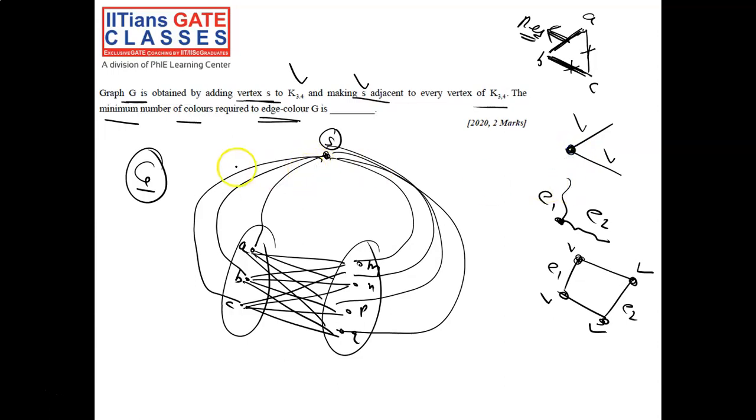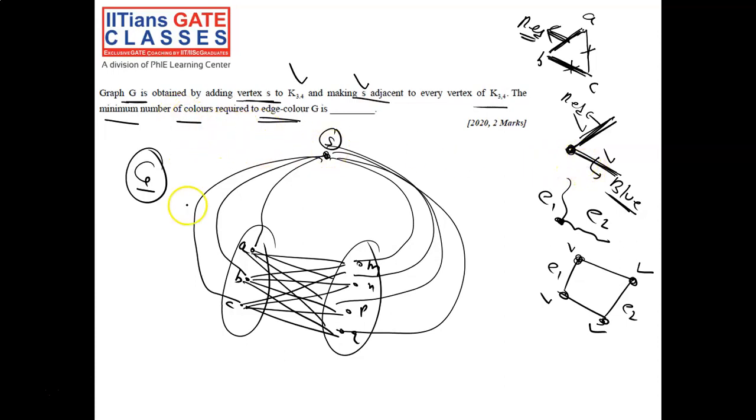So now when we give colors, for example, let's assume I give this edge red, then remember I cannot give this edge red, because they are adjacent edges. No two adjacent edges should get the same color. So if this edge gets red, then this edge should get a different color, maybe blue, because these are adjacent edges.